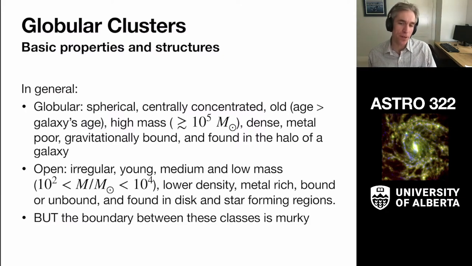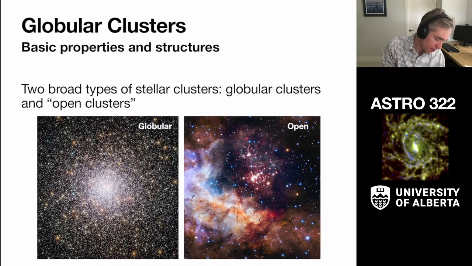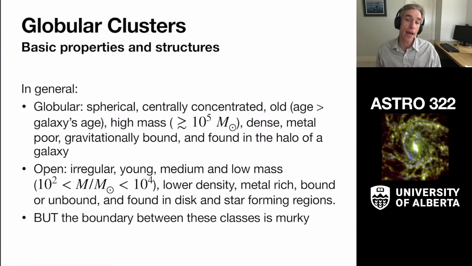In general, we sort globular clusters versus open clusters along a couple of different axes. Globular clusters tend to be spherical, with a central concentration of mass. If you look back over here, there are more stars in the center than out in the exterior. They're old, with ages consistent with being as old as the galaxy or more. They're high mass, with 100,000 solar masses being typical. They're very dense, parsec scale or a few parsecs. They're metal poor, they're gravitationally bound, and they tend to be found in what we call the halo of a galaxy. More on that later.